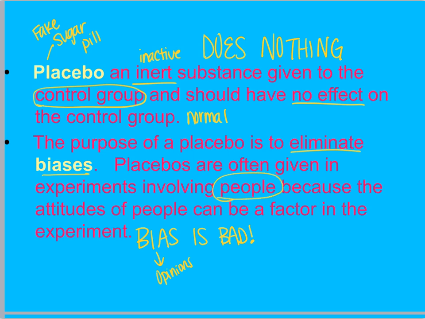Humans are awesome because we have the higher order thinking that a lot of other animals don't. But because of that, we can be biased for many reasons. So the bias is your attitude or your opinion factoring into the experiment and affecting the results. So we use placebos to eliminate that bias.